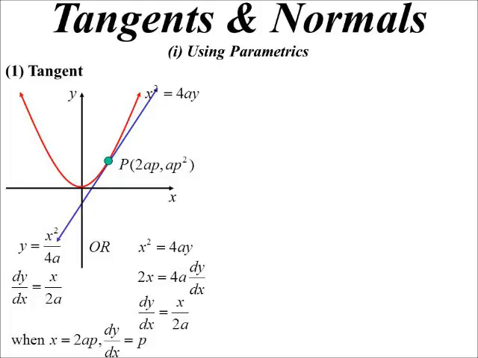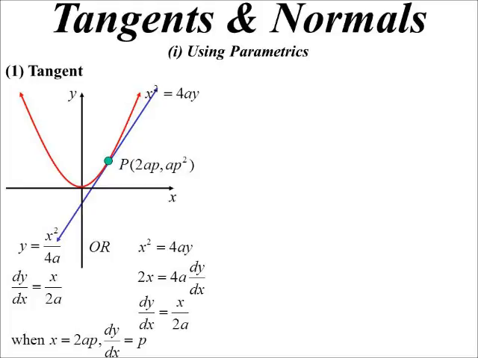Okay, we want to know at the point x equals 2ap. At x equals 2ap, dy/dx equals p. That in itself is quite a nice little result. Because what it's saying is the slope of a tangent at any particular point is in fact equal to the parameter at that point. So if that's where p was equal to 1, the slope would be 1. If that's where p equals 2, the slope would be 2, and so on.